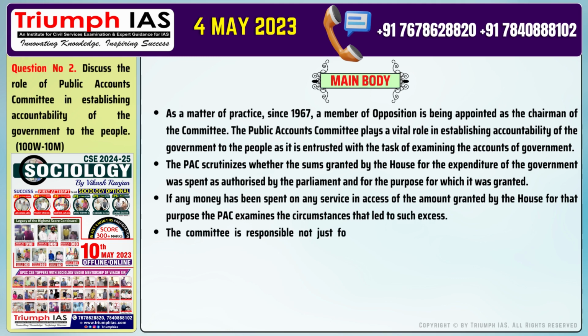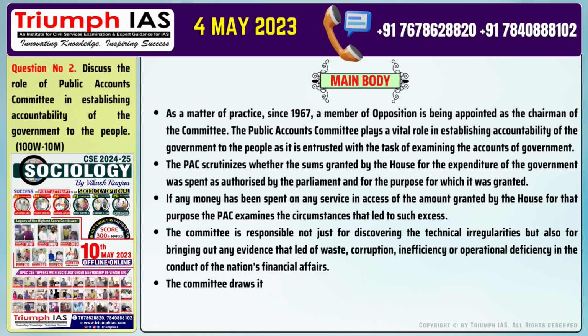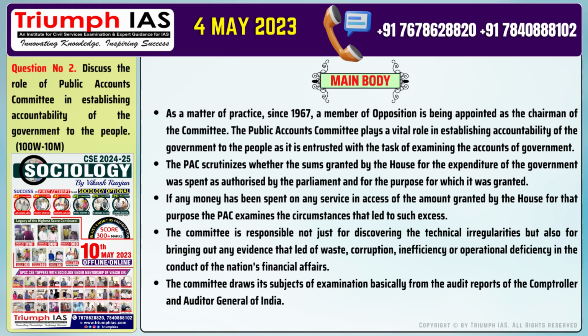Number 4. The committee is responsible not just for discovering the technical irregularities but also for bringing out any evidence of waste, corruption, inefficiency or operational deficiency in the conduct of the nation's financial affairs. Number 5. The committee draws its subjects of examination basically from the audit reports of the Comptroller and Auditor General of India.